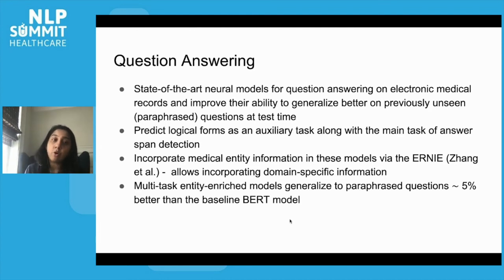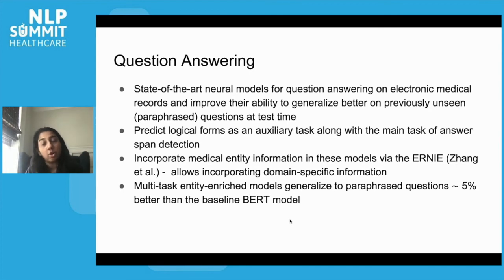Now, on similar lines, we also explore the problem of question answering. Question answering is that, given a natural language question, you want a span in the clinical note to be presented as the answer, or multiple spans. Here we want state-of-the-art neural models that have been presented for general domain datasets to perform well on our emrQA data, and also generalize better, similar to the previous task, on previously unseen, paraphrased questions at test time. In order to do this, one of the things we do is predict the logical form of the question as an auxiliary task along with the main task of learning to answer the question.